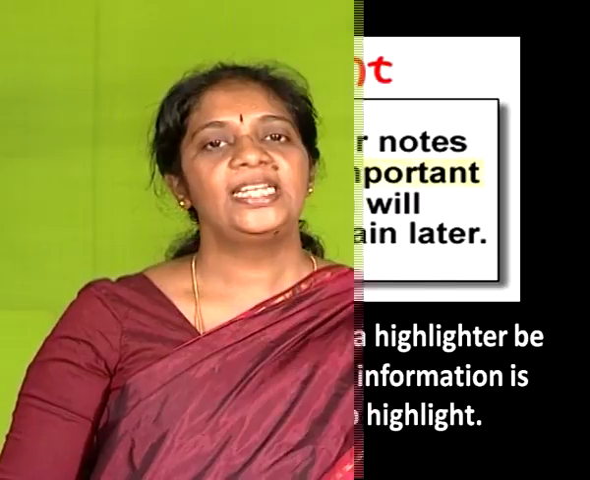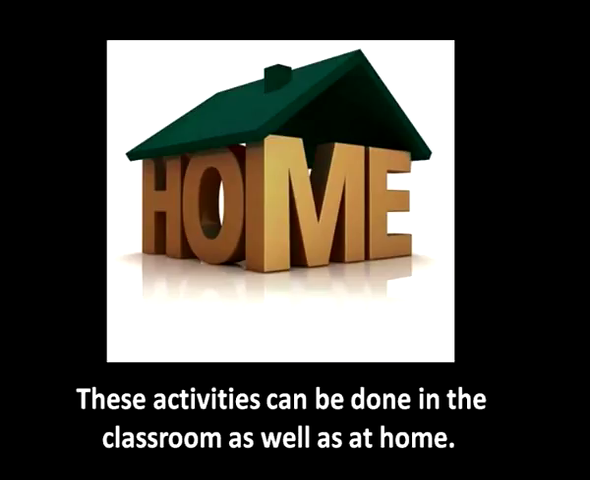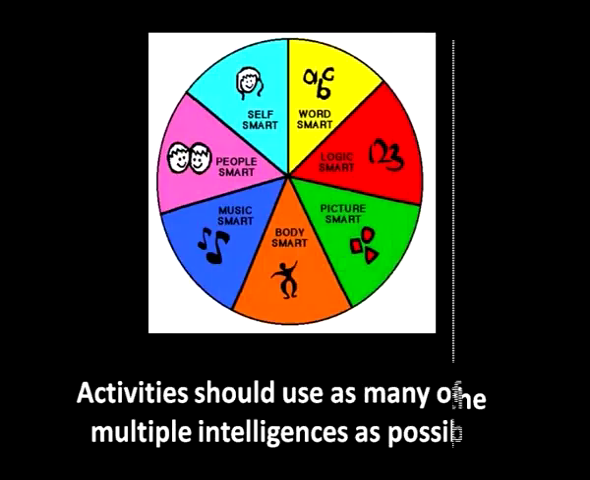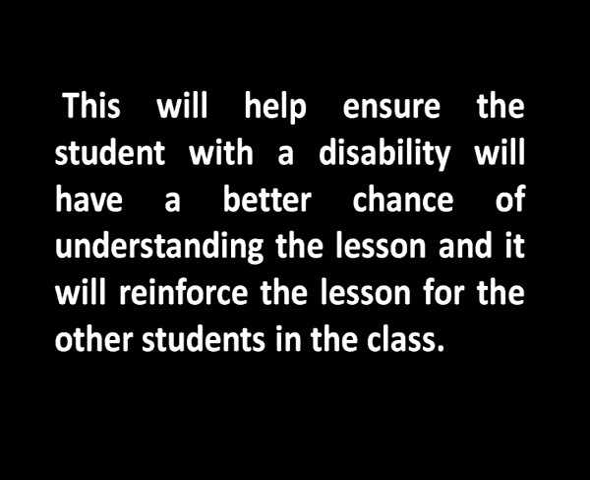These modifications are necessary to help the student compensate for his disability, but there are also activities that can strengthen these areas of weakness. These activities can be done in the classroom as well as at home. Activities should use as many of the multiple intelligences as possible. This will help ensure the student with a disability will have a better chance of understanding the lesson, and it will reinforce the lesson for the other students in the class.